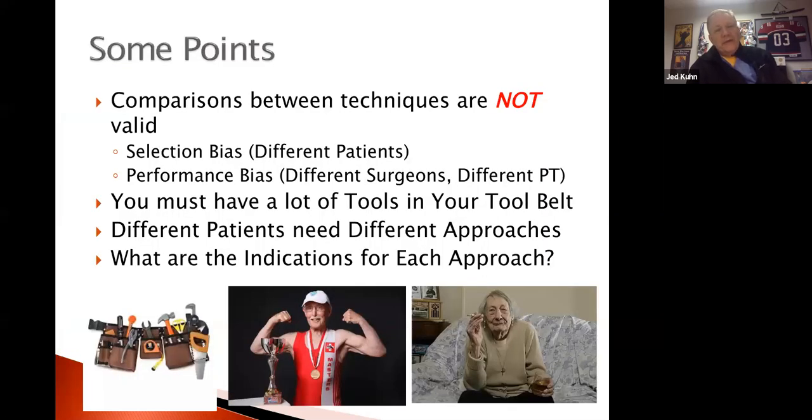Again, we can't compare techniques. The studies just weren't designed to do that. There's a lot of selection bias and performance bias. So just look at that data, put that in your mind. The bottom line is when it comes to the massive irreparable cuff tear, you have to have a lot of tools in your belt, and then you got to know what patients need which approaches. And that right now comes from experience.